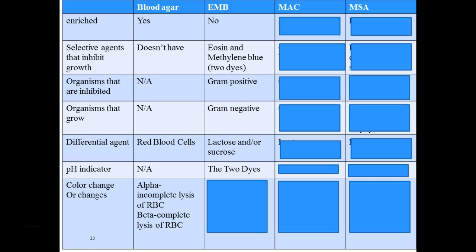Yeah, it's metallic green. It goes from black to like a metallic green sheen. It's shiny. Others will be pink or purple, and if they don't do any fermentation, they're not going to react with the dyes, and you're not going to see any color change.